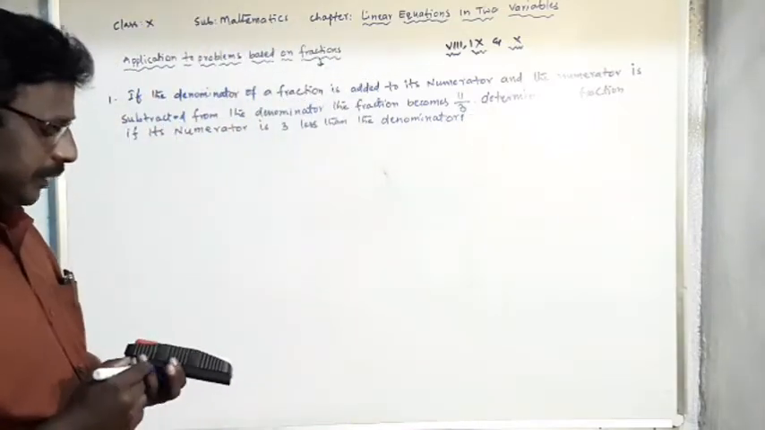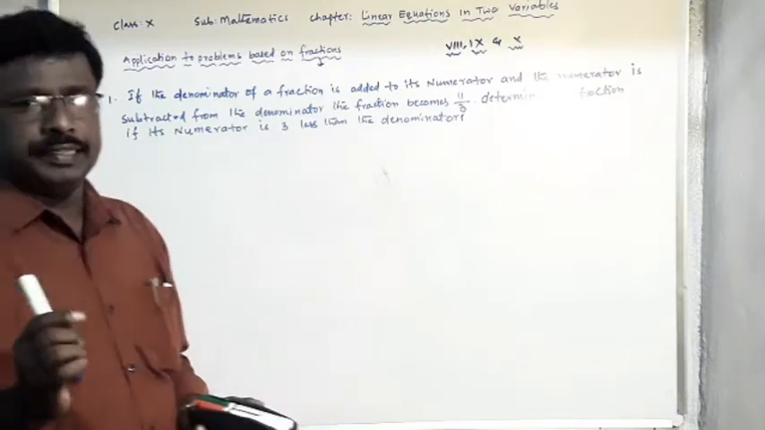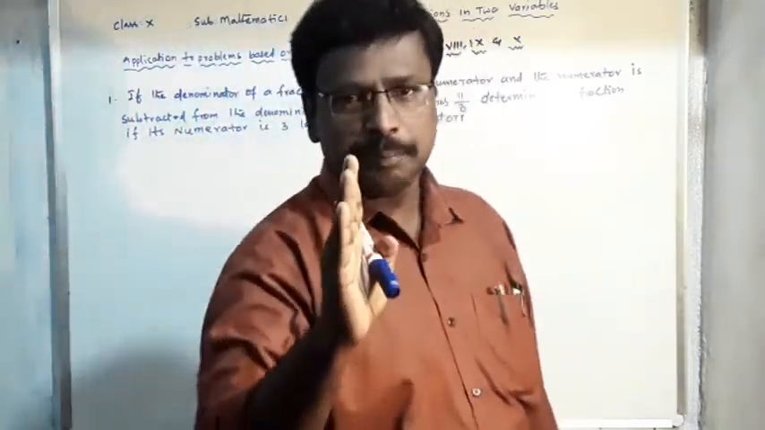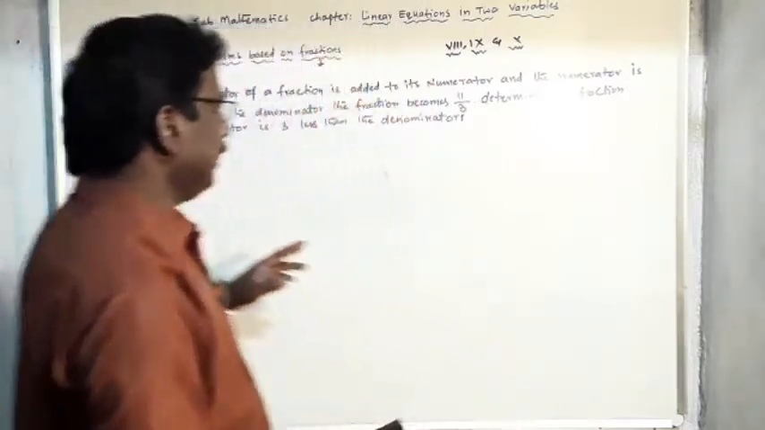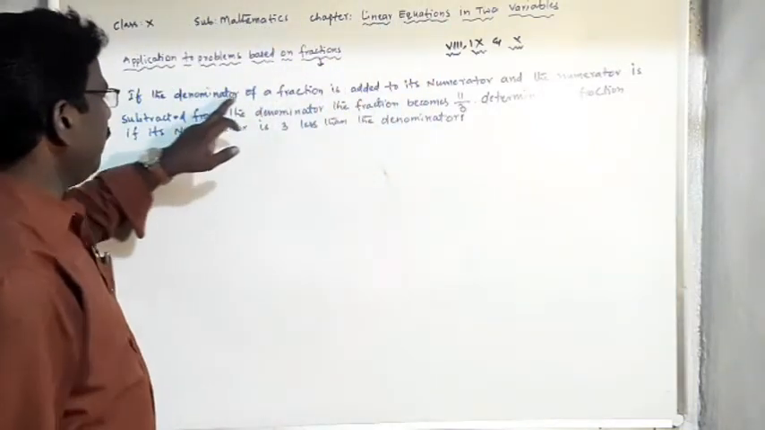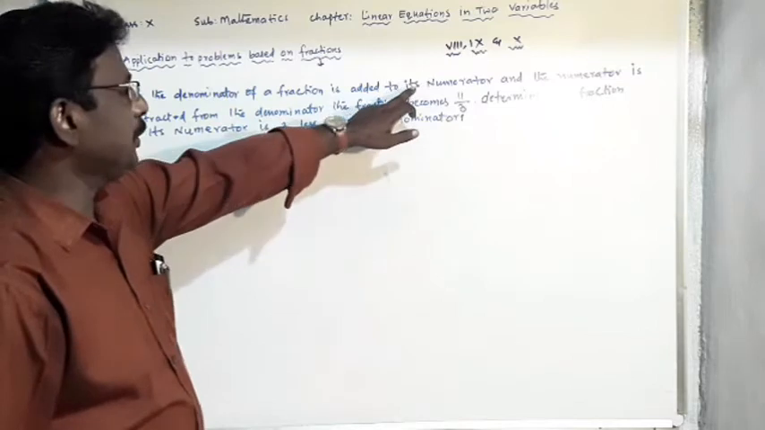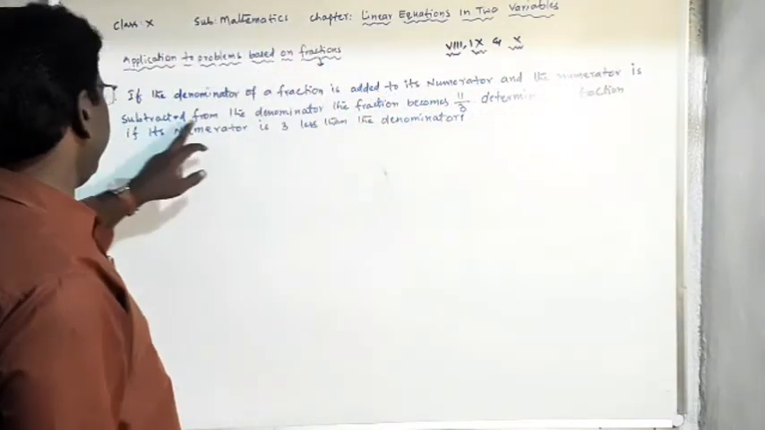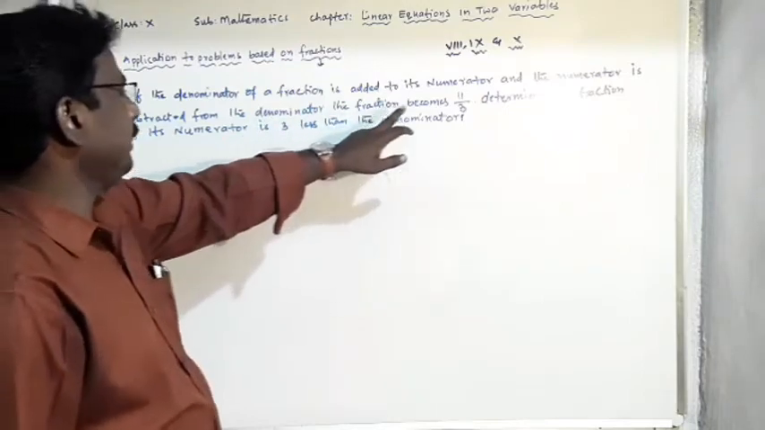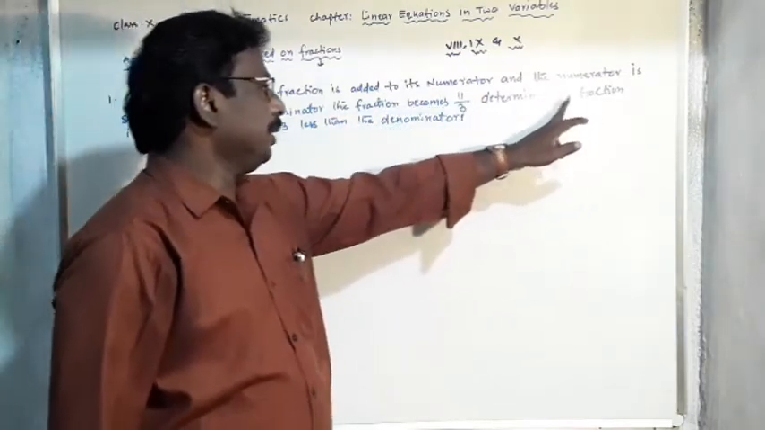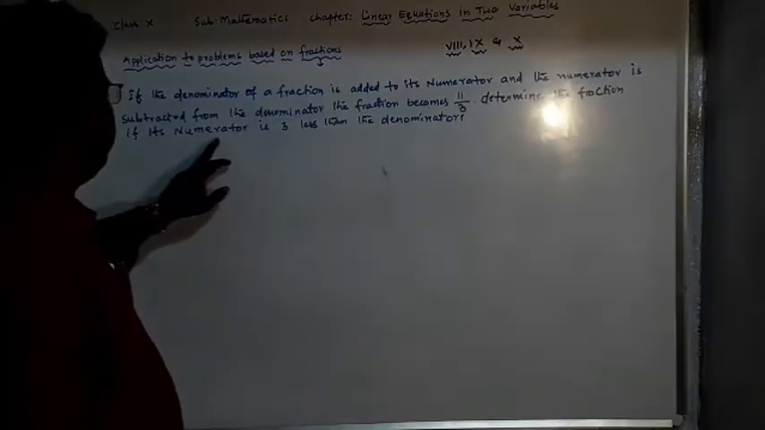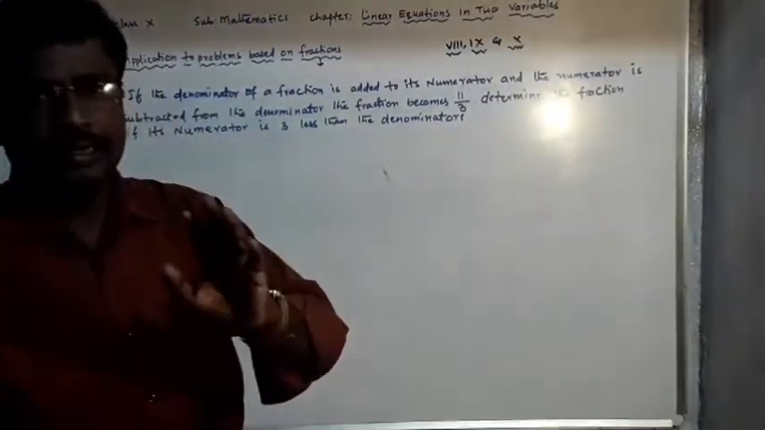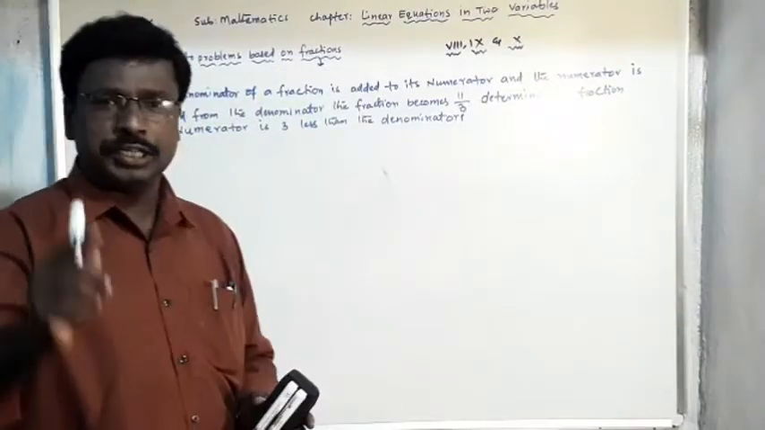This is the question given. First, according to the academic standard, read the question properly. I am reading once, listen here. If the denominator of a fraction is added to its numerator and the numerator is subtracted from the denominator, the fraction becomes 11/3. Determine the fraction if its numerator is 3 less than the denominator. This is the question. I am going to explain what is given in the question.